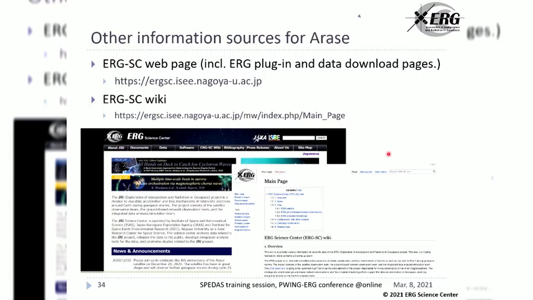And finally, we'd like to mention the ERG Science Center web page. So here is the web address for the ERG Science Center web page. Please visit this web page to see the ERG's RSA project and to get the plugin analysis tool and data. And this is the ERG Science Center wiki page, reached from the ERG Science Center web page, which includes several useful and necessary pieces of information about data analysis. So we also suggest you visit this wiki page.